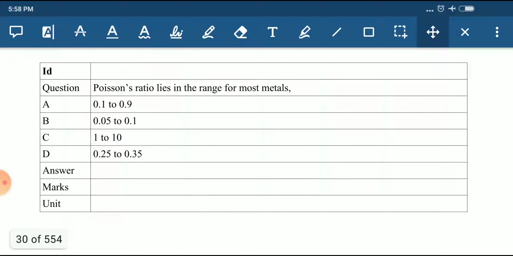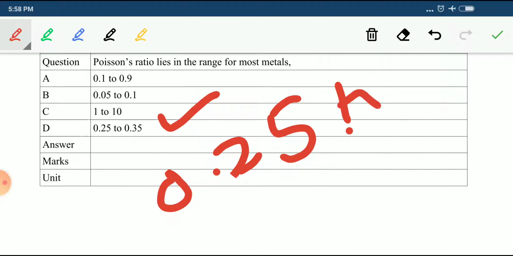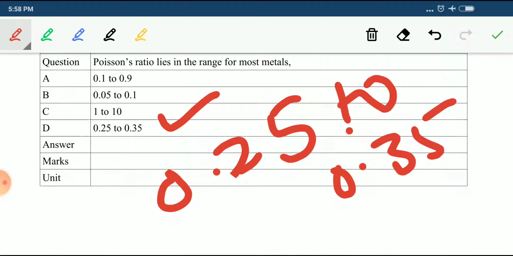Poisson's ratio lies in the range of, for most of metals, which is the answer: 0.1 to 0.9, 0.05 to 0.1, 1 to 10, 0.25 to 0.35. The answer for this question will be D, that is 0.25 to 0.35. Poisson's ratio is denoted by mu. And what is the definition of Poisson's ratio? Poisson's ratio is defined as lateral strain to linear strain.